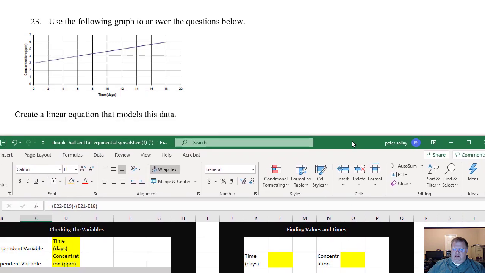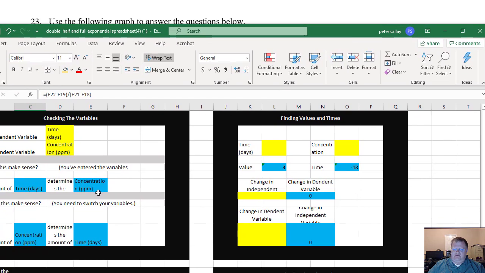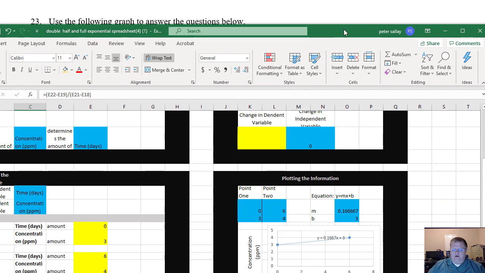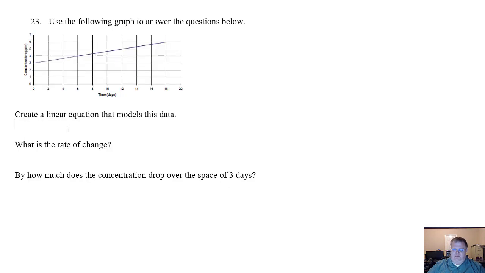So let's go back here. It says create a linear equation that models this data. So I come down here. I can see a symbolic representation of that, which I can then fill in, or I can just define it myself. But we are talking about the concentration or parts per million. So let me start writing this out here.